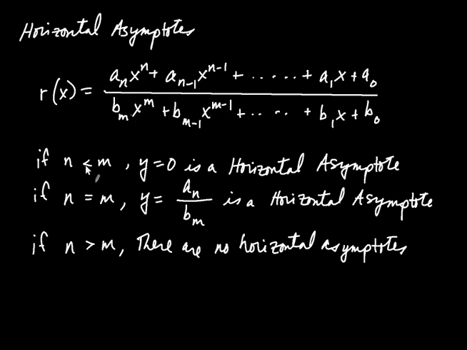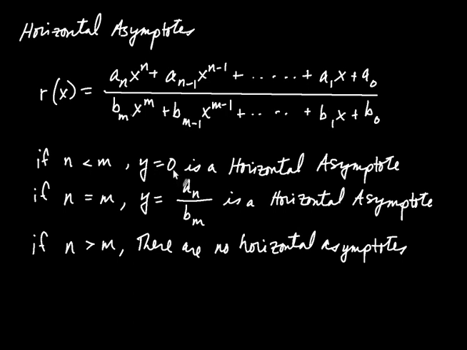So case one, if n is less than m, so if this number is smaller than that number, then what happens? Well, you can imagine, right? If this is larger than that, what's going to happen is the denominator, the polynomial down here, is going to dominate. It's going to get large so much faster than that numerator that when a denominator gets really large and the numerator isn't getting large as fast, the whole thing is going to go to 0. And so if n is less than m, y equals 0 is a horizontal asymptote.